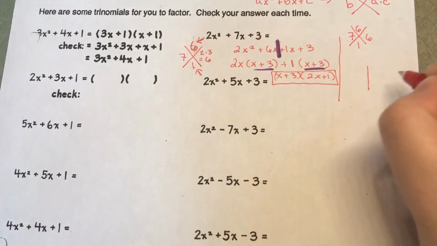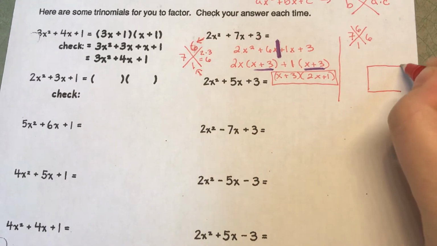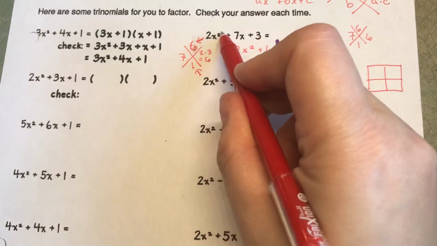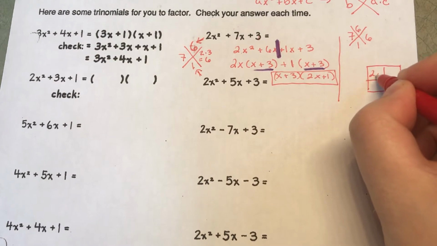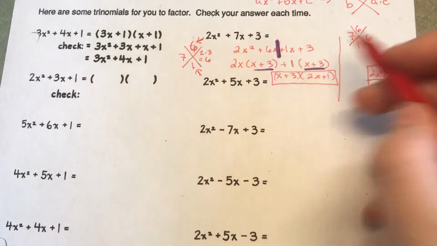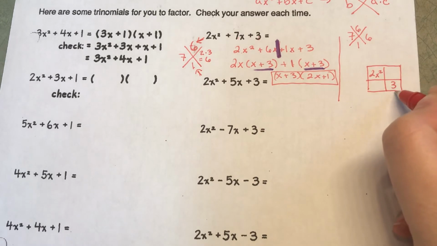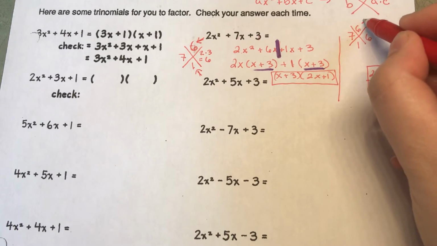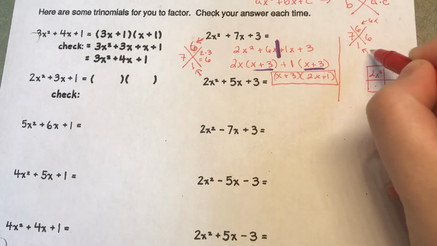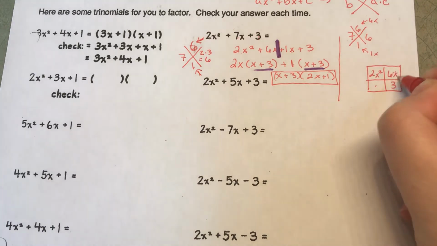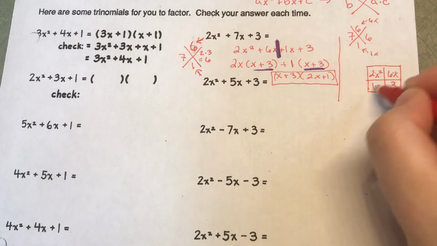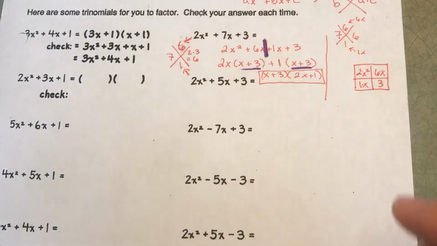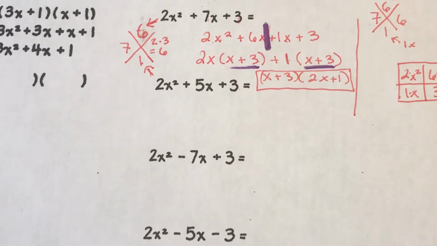Then we're going to take this and make a box. So in my first box here, I have 2x squared. In my last box, I have 3. And then in the two diagonal boxes here, I'm going to have my 6x and my 1x. And it doesn't matter which one goes where. These two matter, these two don't. They're interchangeable. So now, zoom in a little better.